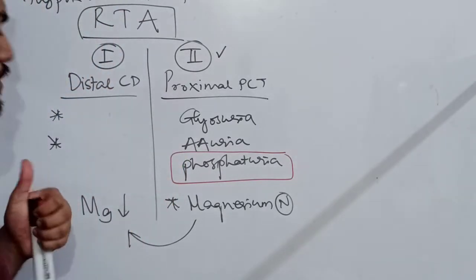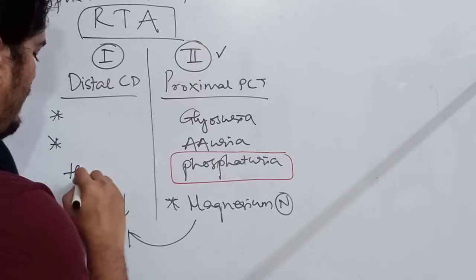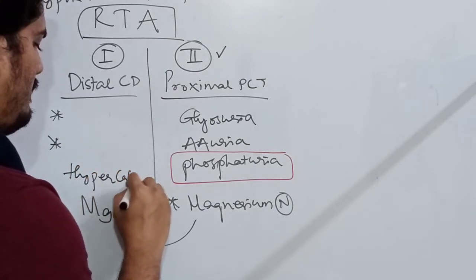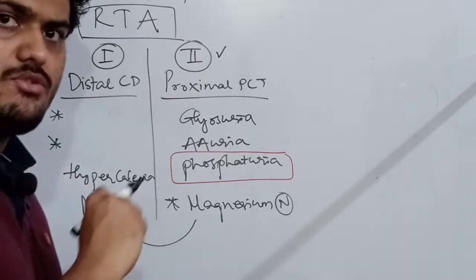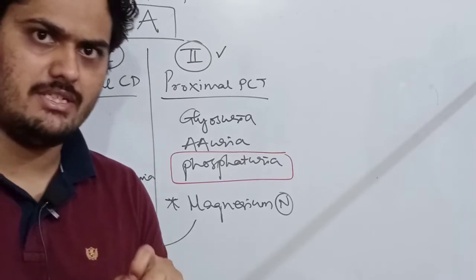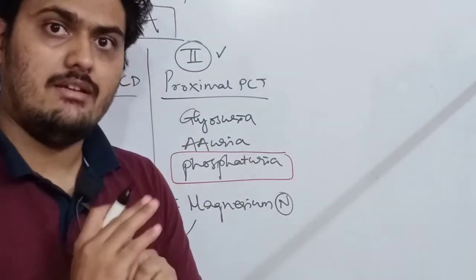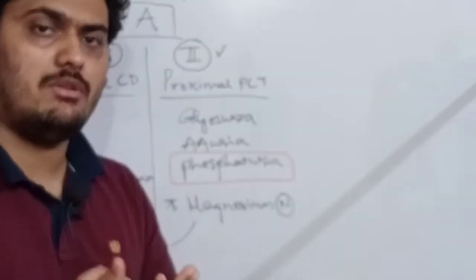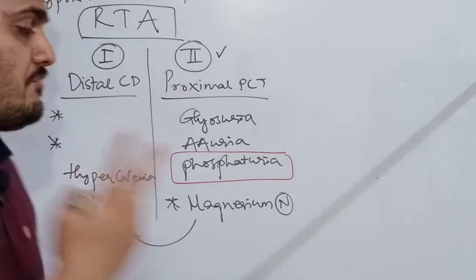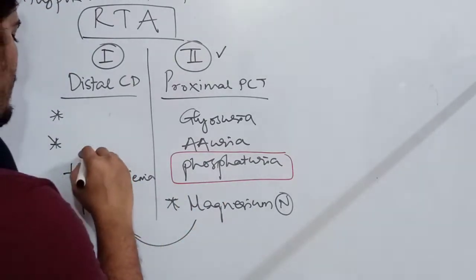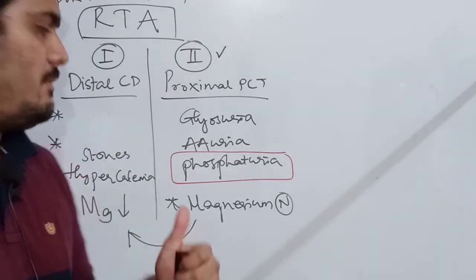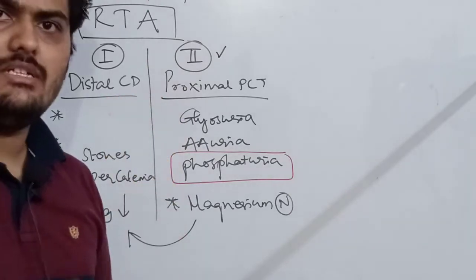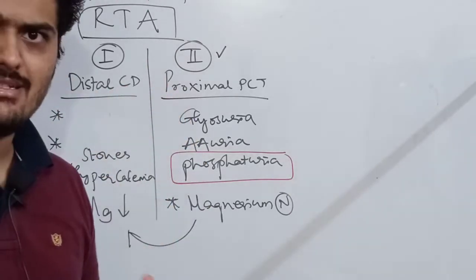Here, the point to be noted is hypercalcemia is seen. Why? Because calcium is also not reabsorbed efficiently, and the calcium metabolism, its reabsorptive capacity also has a problem, leading to hypercalcemia. This hypercalcemia again leads to a very important spectrum that is known as kidney stones and its lesions. So hypercalcemia, hypomagnesemia, and presence of stones point towards RTA type 1, that is distal segment pathology.